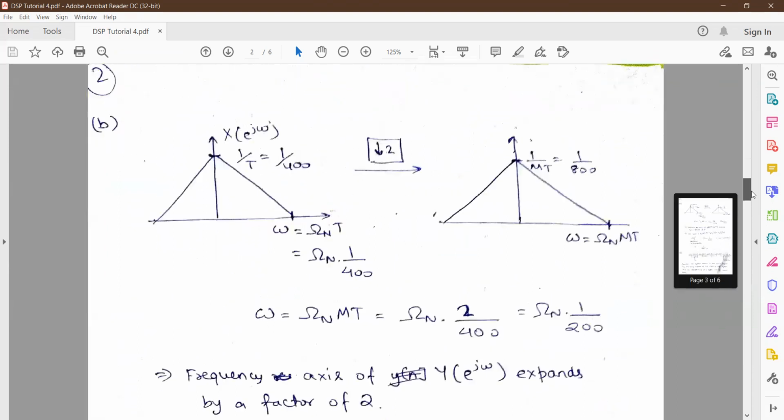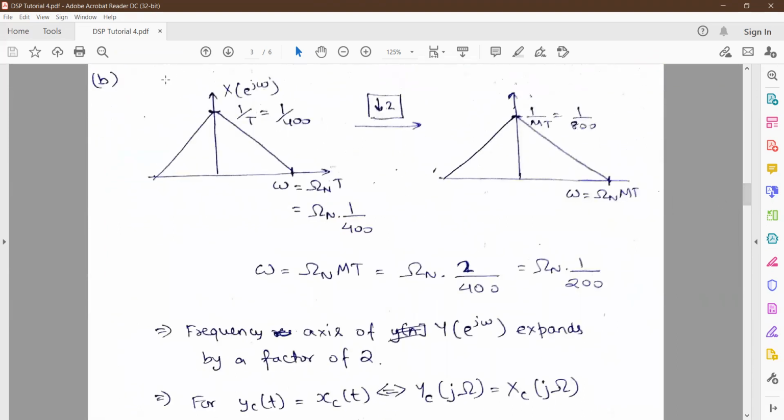All right. So first of all, let us look at the spectrum of X e raised to the power j omega. X e raised to the power j omega is basically the signal that we have obtained after sampling. So its amplitude will become 1 by T, the amplitude of the spectrum, right? And we already know that small omega is capital omega n times T. Capital omega n is the input sequence's band limit, right? This we already know, and we have already calculated T as 1 by 400, right?